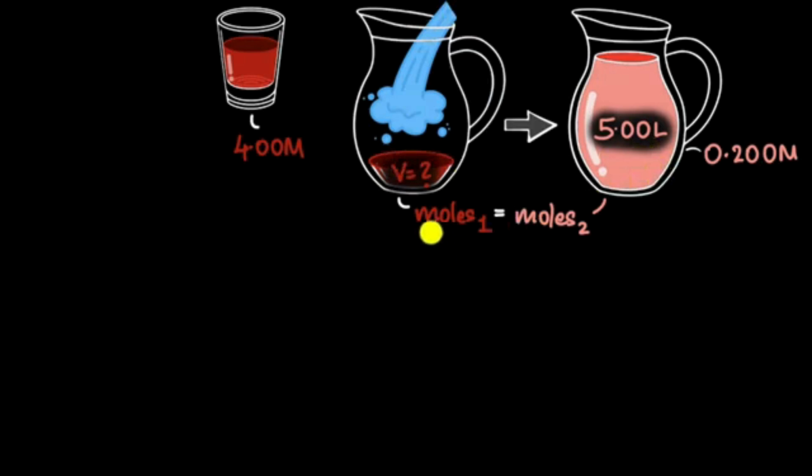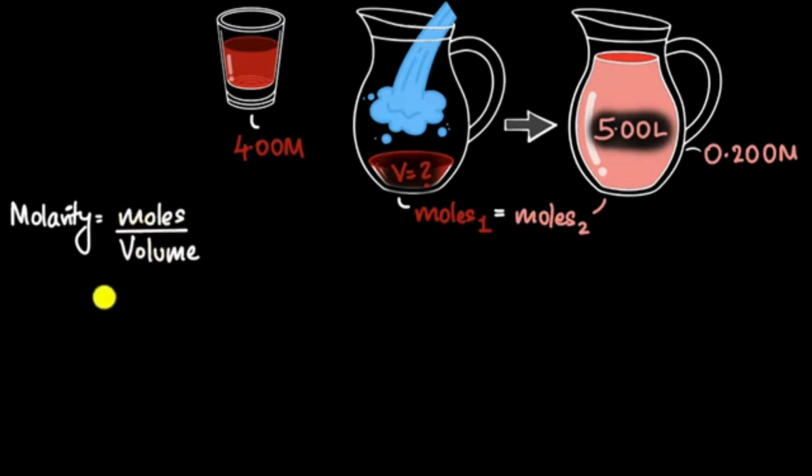Well, next I'm thinking, how do I figure out moles if I know the molarity and the volume? What's the connection between moles, molarity, and volume? Hey, we know that. Molarity is the amount of moles per volume. So from this, I can rearrange and find out what moles is. So I'll get moles equals molarity times volume. So I can plug in over here the molarity times volume for this solution, and over here molarity times volume for the dilute solution, equate it, and I can figure out what V is. So feel free to pause the video and try it out yourself first.